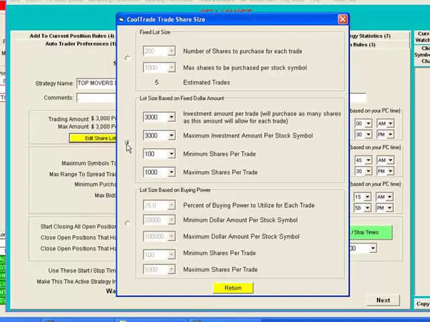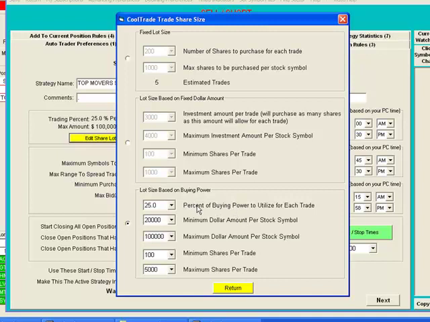You can also use it to invest a predetermined amount per symbol. So this is actually more just a range. It purchases in 100 share lots, so this would probably be something like 3,000 to 4,000. Or as a percentage of your buying power. And in this case, I'm using the percentage of your buying power.